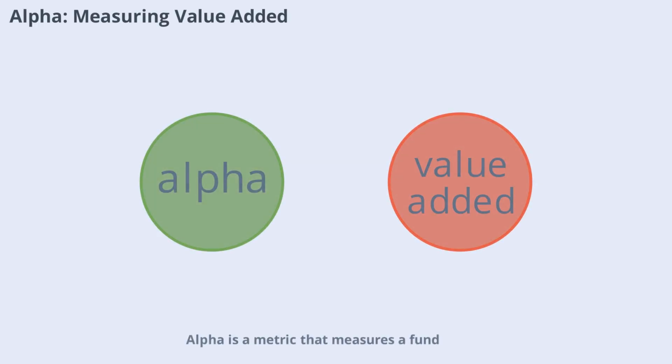Alpha is a metric that measures a fund manager's ability to generate returns above the benchmark, after adjusting for risk. A positive alpha indicates the manager has added value, while a negative alpha suggests underperformance. Alpha is especially important for actively managed funds where the goal is to beat the market. By tracking alpha, investors can assess whether a fund's higher fees are justified by superior performance.